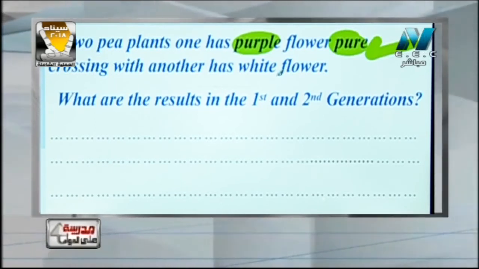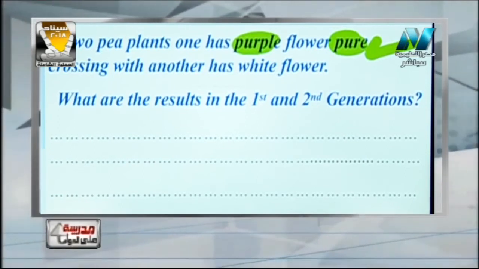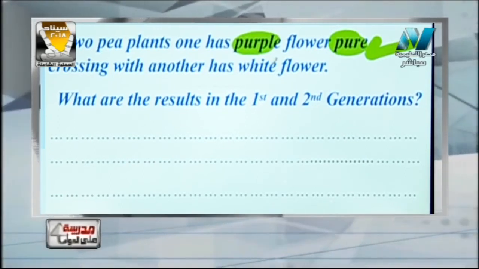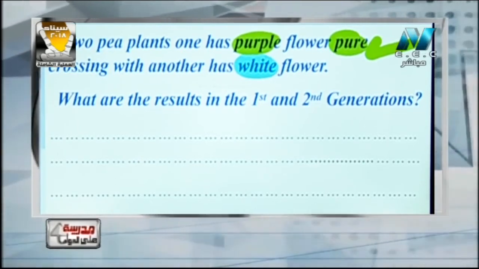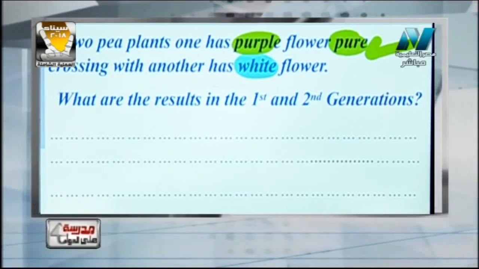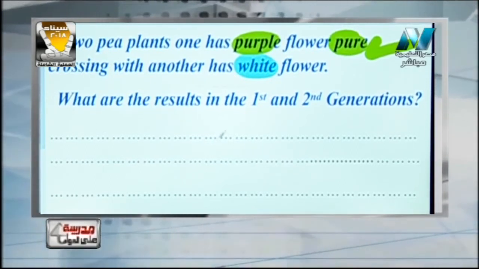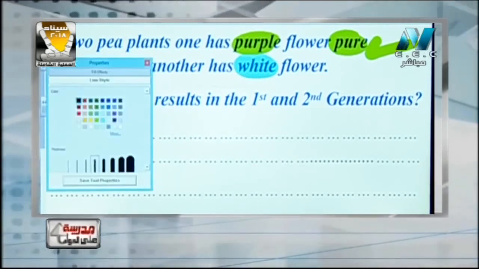We should know the dominant. But the recessive trait appears only if the gene is pure. So here we talk about a white flower, and white flower is recessive, and the recessive trait appears only if the gene is pure. So how do we work on it? Let's see it together.